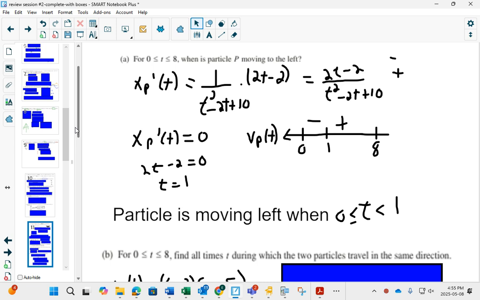At 0, if I plug 0 into my equation, you see you get negative 2/10. So at 0, it's already moving left. It already has a negative there. But at 1, that's where it's equal to 0. That would be when it's stationary, or changing directions from moving left to moving right. Well, yeah, we go from negative to positive.